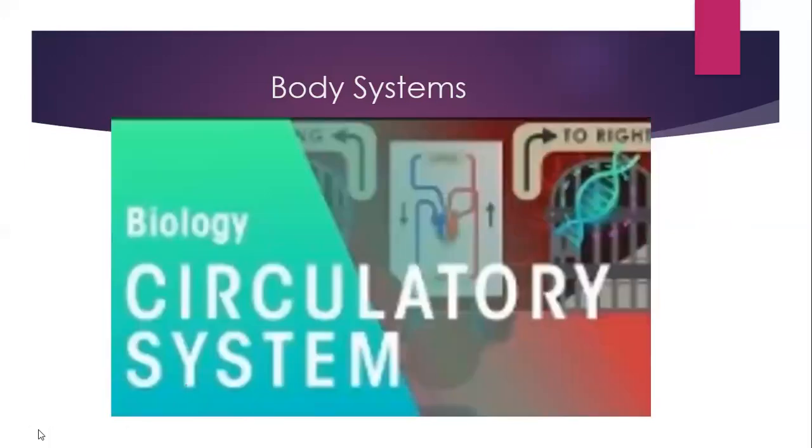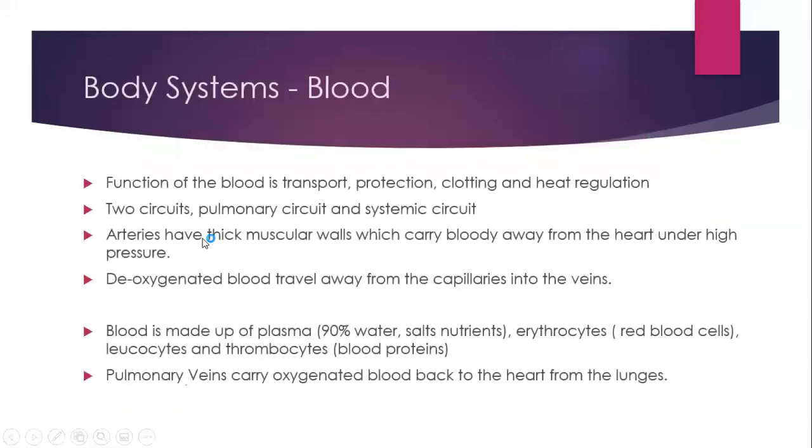So what have we learned from this video? The function of the blood is for transportation, protection, clotting, and also for heat regulation. You've got two circuits within your blood: the pulmonary circuit and the systemic circuit.